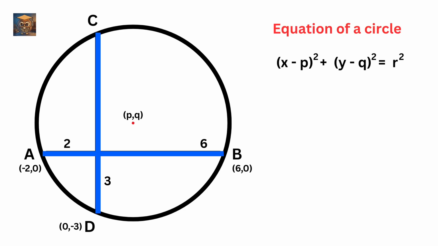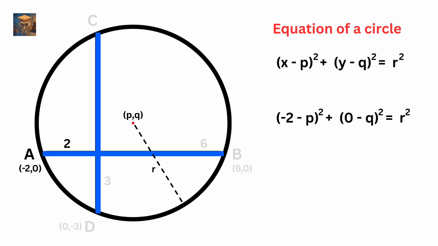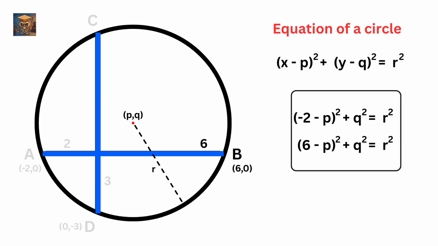Next, we bring in the equation of a circle, which gives us the distance from any point on the circle to the center. For point A, that equation looks like this: (-2 - p)² + q² = r². R is the radius. That is what we are solving for. For point B, the equation is the same structure.